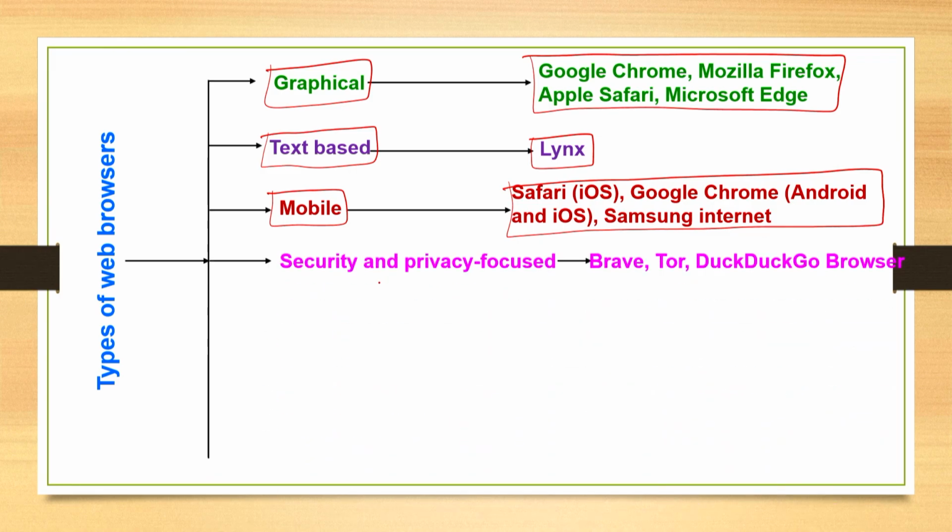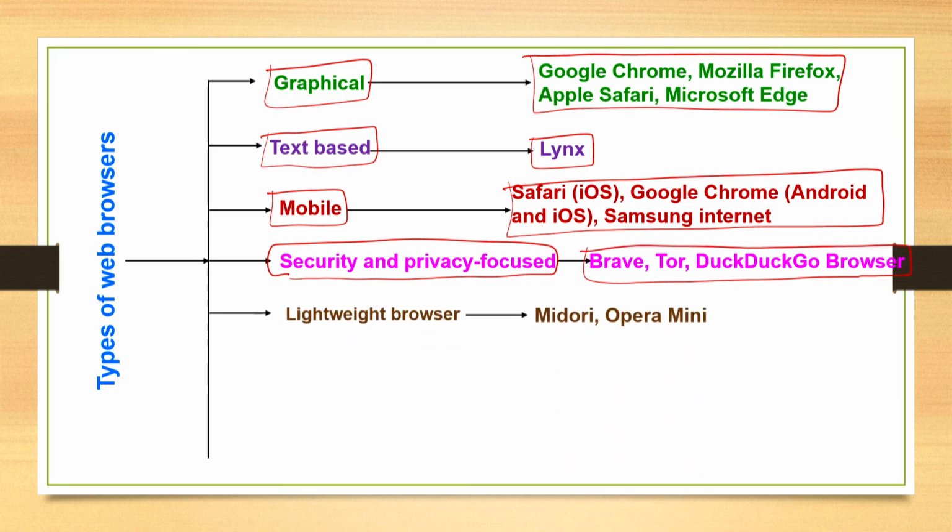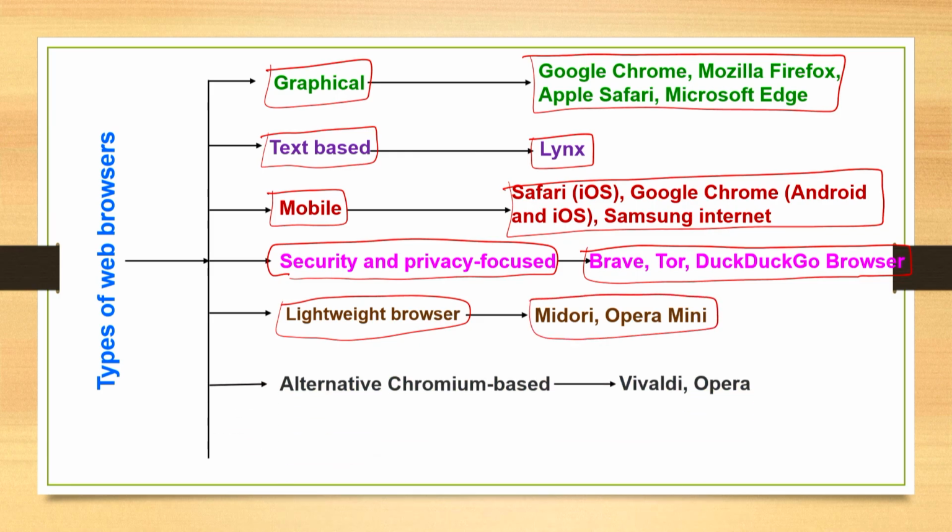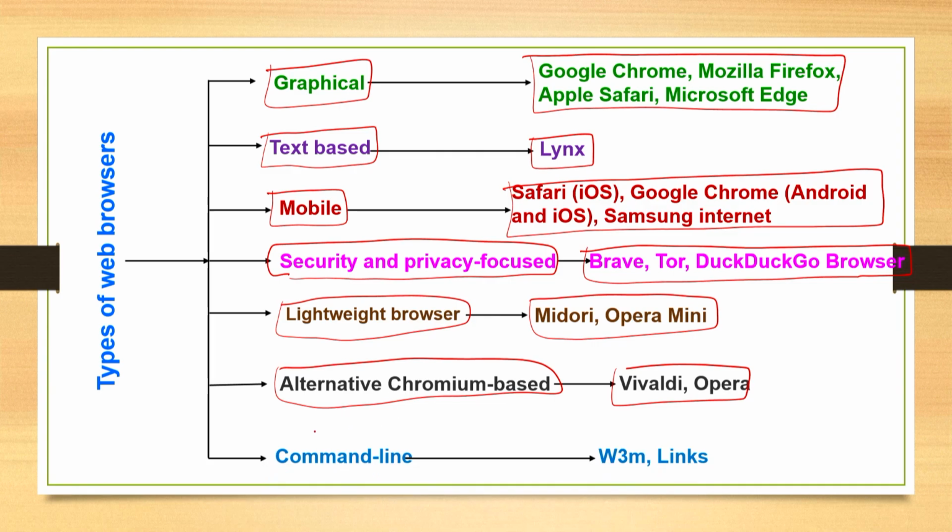Next will be the security and privacy focused web browsers. It may be Brave, Tor, DuckDuckGo browser. Lightweight browsers, that may be Medore, Opera Mini. Alternative Chromium based, it's Vivaldi and Opera. And the command line web browsers, for example W3M and Lynx. So these are the different types of web browsers which are available.